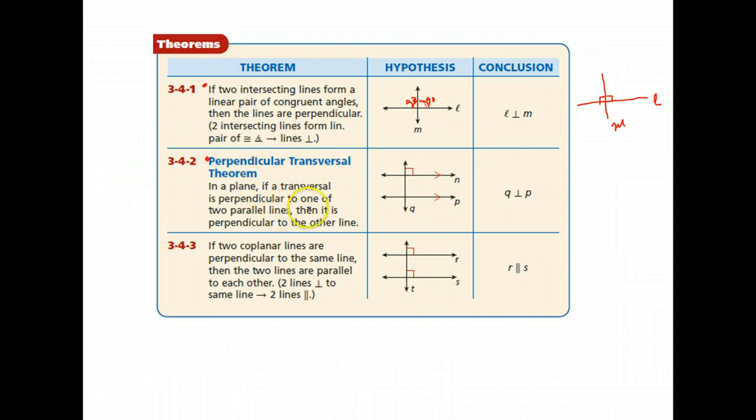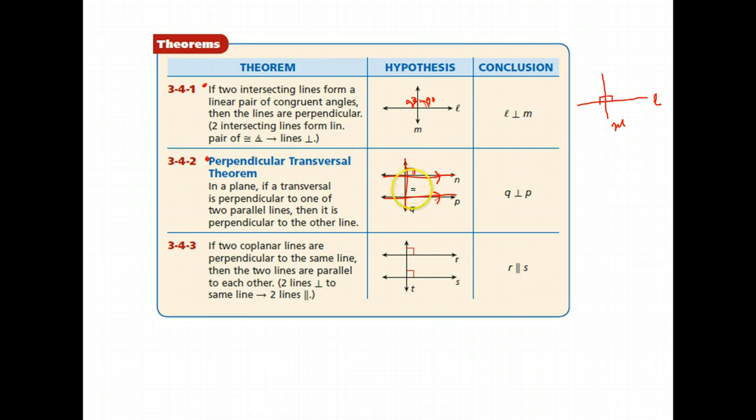In a plane, if a transversal is perpendicular to one of the two parallel lines, then it is perpendicular to the other. So here we had a pair of parallel lines. We knew they were parallel based on those arrow markings there. And we had line P. Line P is perpendicular to N.